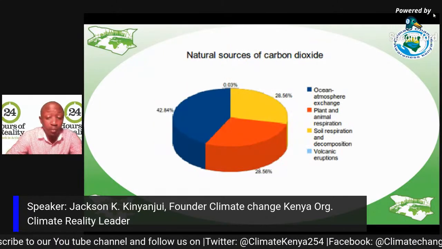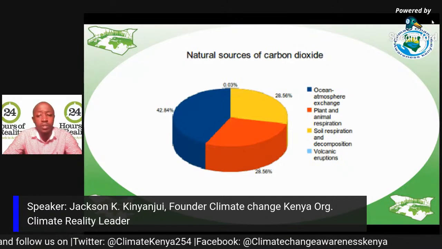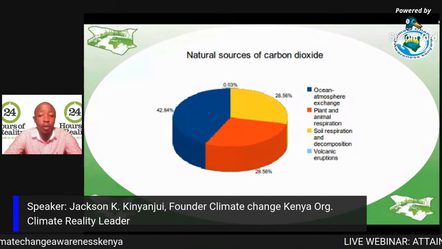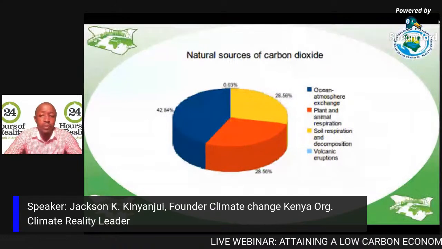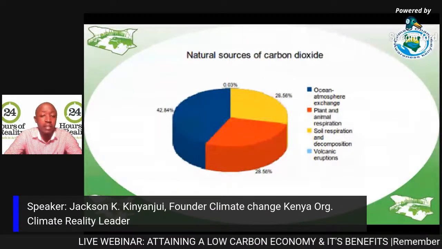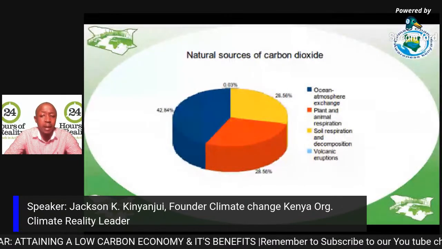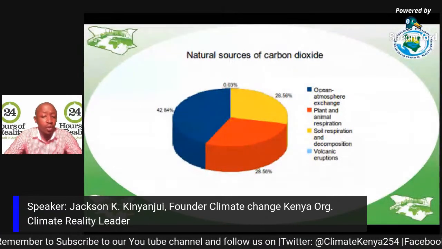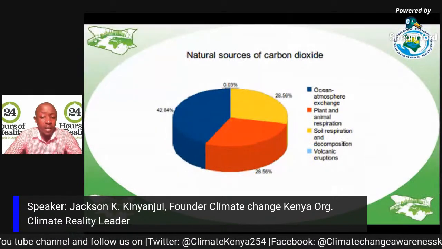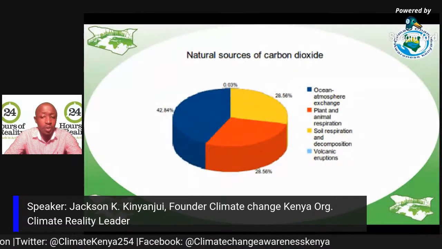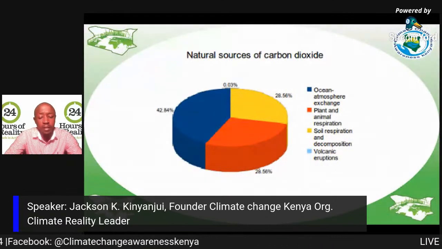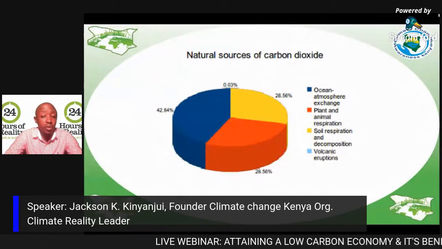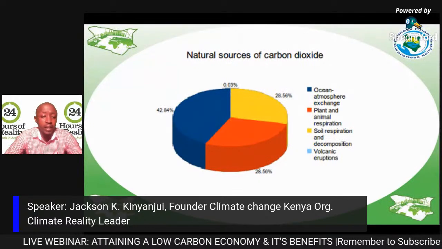In the natural sources of carbon dioxide, that is the naturogenic sources of carbon, it is divided into four, and the biggest chunk is taken up by the ocean-atmosphere exchange. So as much as the ocean is a carbon sink, it releases carbon into the atmosphere. 28% is taken up by plants and animals. During respiration, they release carbon. This is followed closely by soil respiration and decomposition. So as much as the soils are carbon sinks, they serve as a two-way path. They can release that carbon into the atmosphere. And lastly, we have 0.03% taken up by volcanic eruptions.